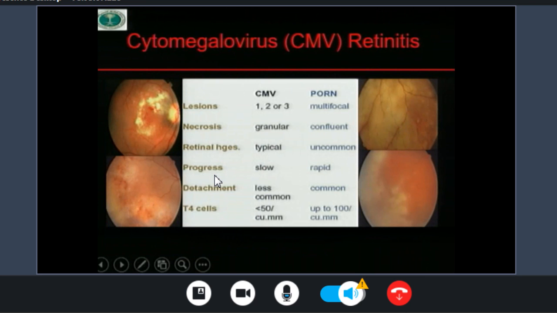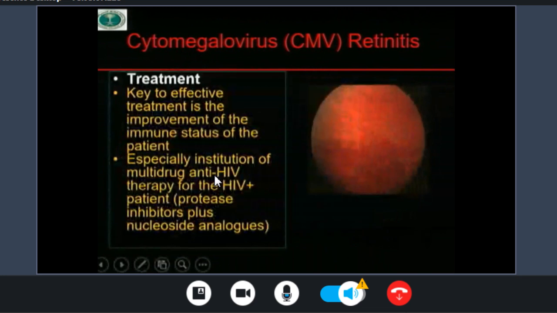Retinal hemorrhage is typical in cases of CMV retinitis, while it is rare or uncommon in cases of BOR. Progression is usually slow in CMV retinitis and usually rapid in cases of BOR. Detachment is more common with CMV retinitis, while less common in BOR. And the immunity of the patient, with a T cell count usually less than 50 in patients with CMV retinitis.